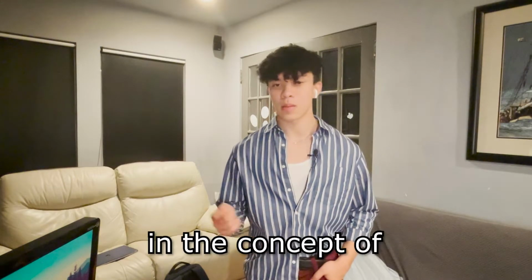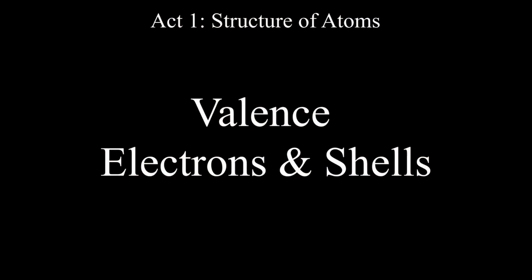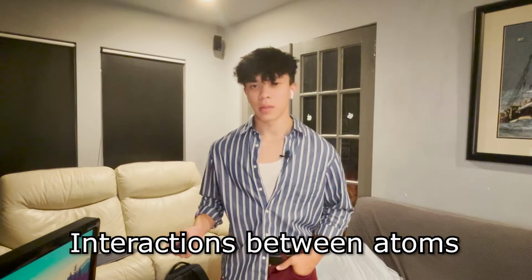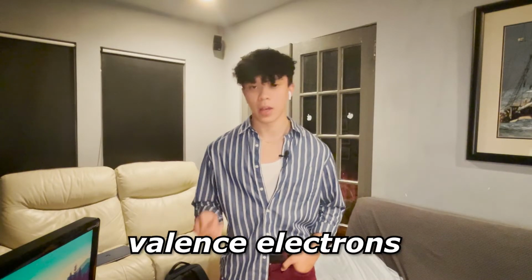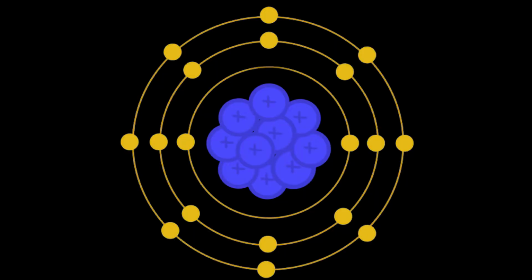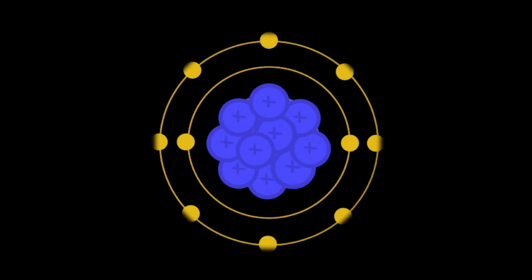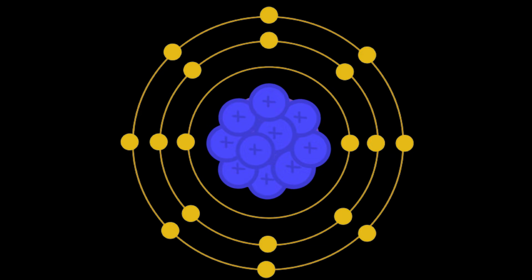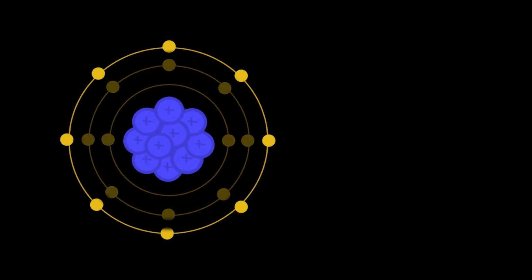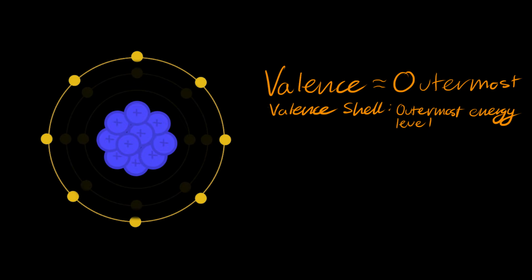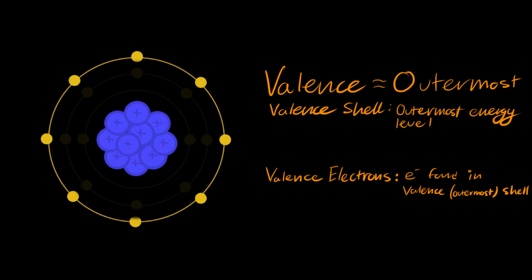Let's put a pin in the concept of ions for now as we go more in depth into electrons. Interactions between atoms are really the interactions between their valence electrons. Electrons are organized into energy levels, otherwise known as shells. Aside from the first energy level, which only holds 2 electrons, each shell holds at maximum 8 electrons. The outermost energy level is referred to as the valence shell. The electrons in a valence shell are referred to as valence electrons. In chemistry, we mainly focus on valence electrons and the completion of the outermost shell.